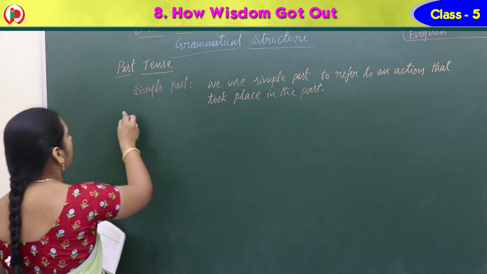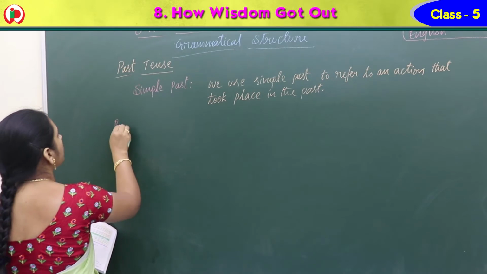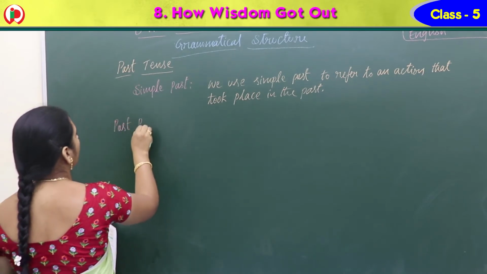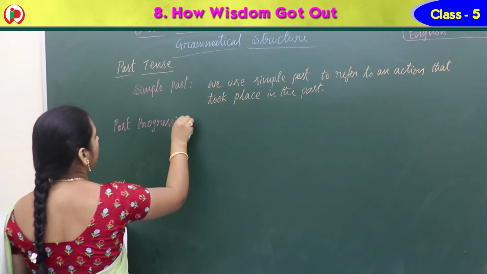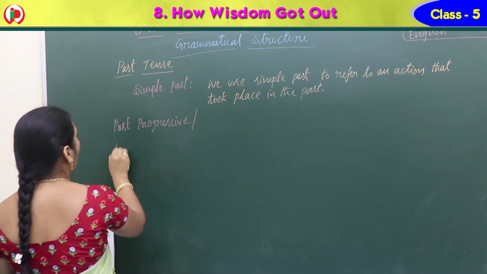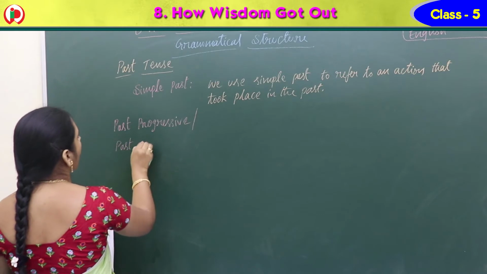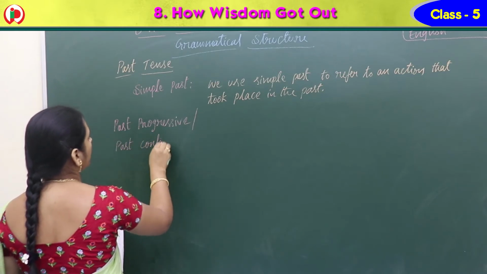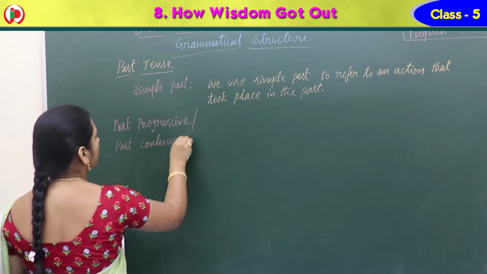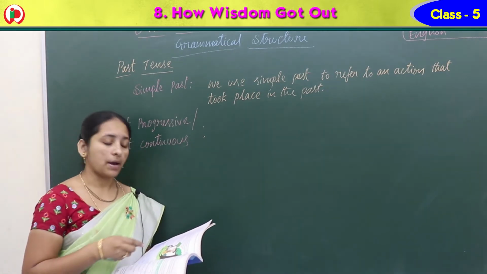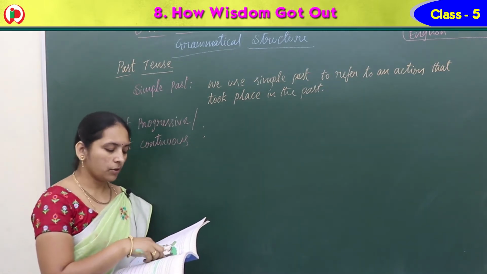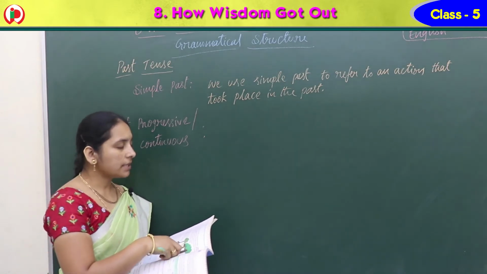And now see this one. Past progressive tense. Past progressive, or we can call it past continuous also. So past progressive is also called past continuous. Past continuous or past progressive, both are the same.